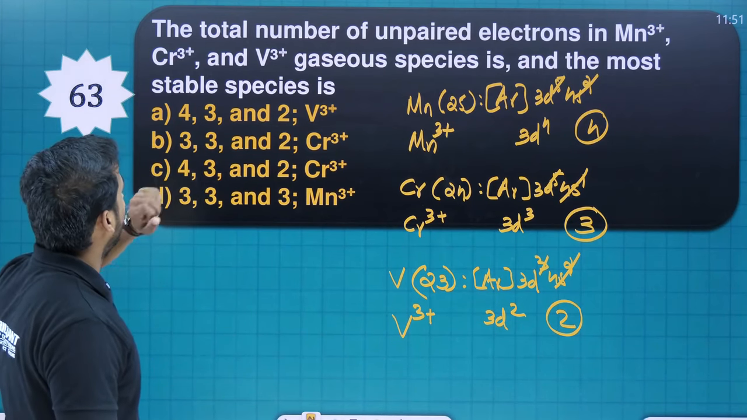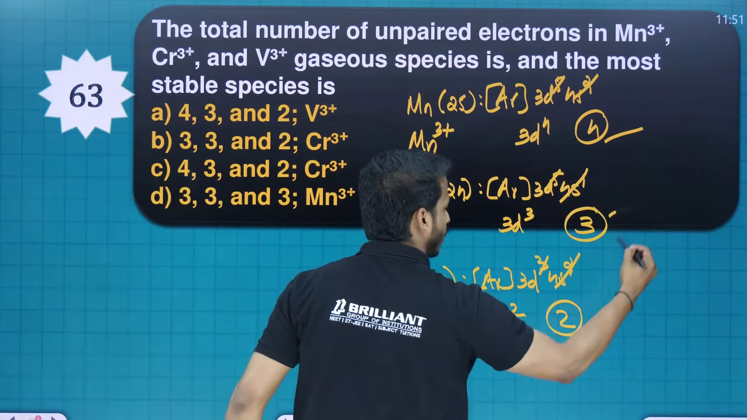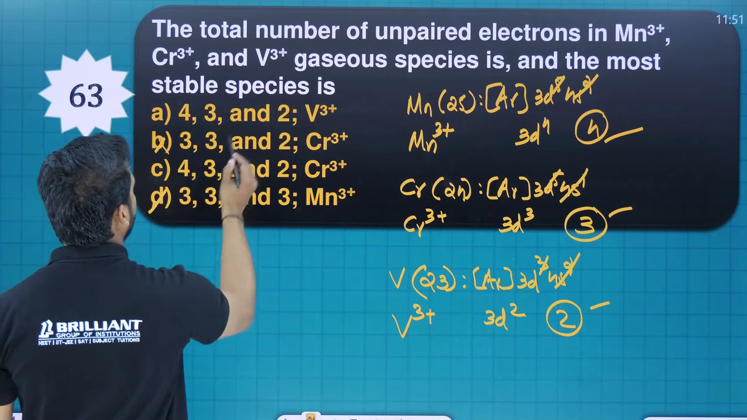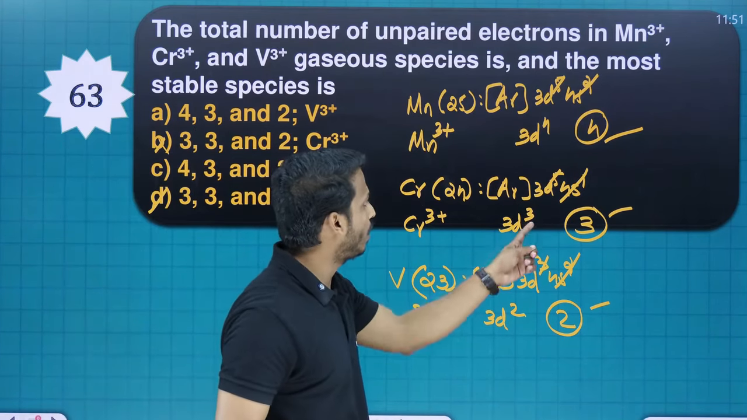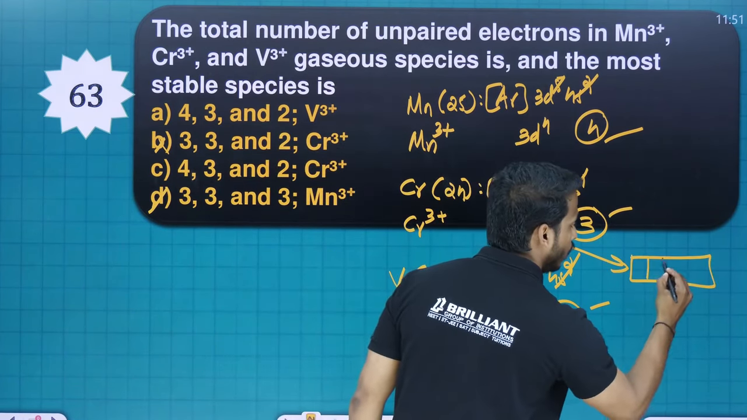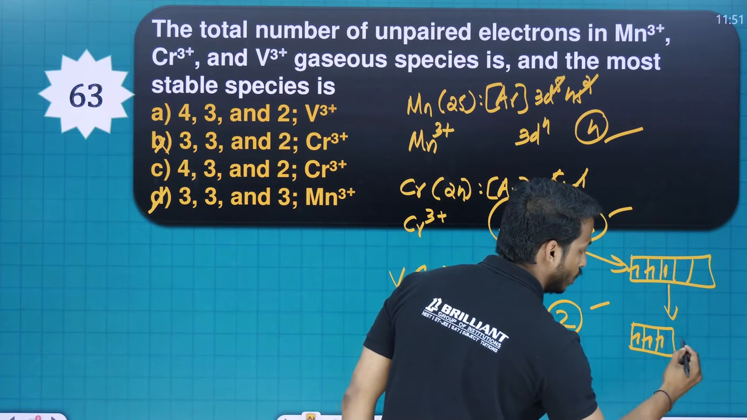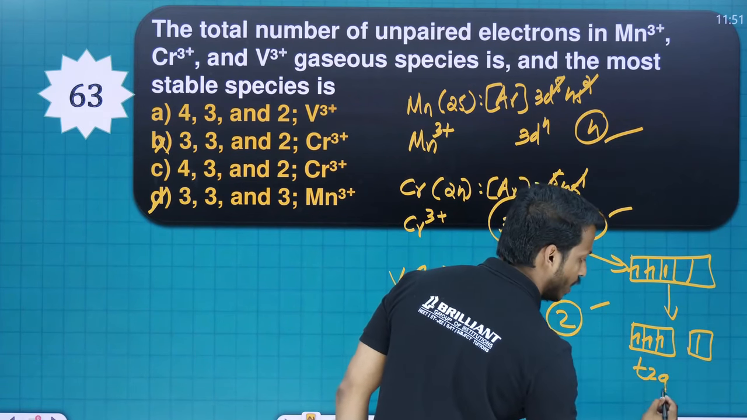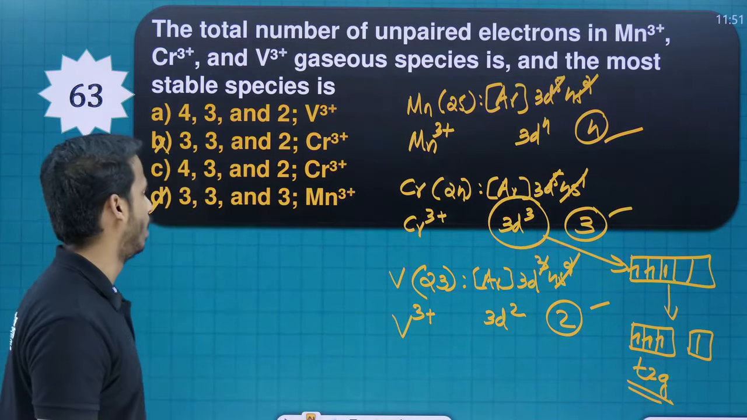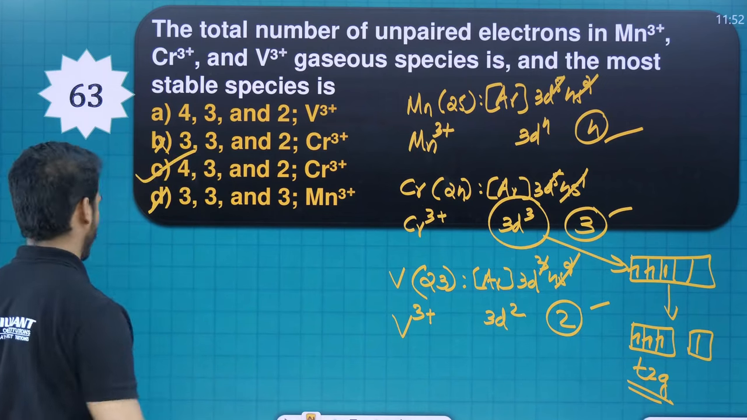Ready? So the question: what is the total number of unpaired electrons and the most stable species? Check it. So the unpaired electrons are what? 4, 3, 2, right? So D and B, we can cut. Which is more stable? You know, d4, d3, d2. Which is more stable? d3. Why is d3 more stable? When the orbitals are split, 3 electrons go to t2g and the 2 eg orbitals remain empty. So t2g is half filled, right? Since the t2g orbital is half filled, the d3 configuration is stable. So we can say 4, 3, 2 and Cr3+ is the most stable one.